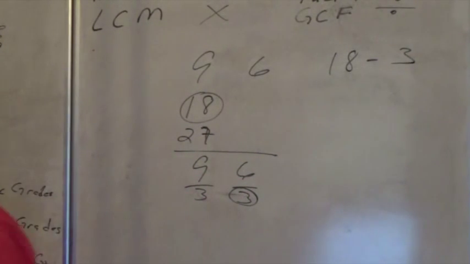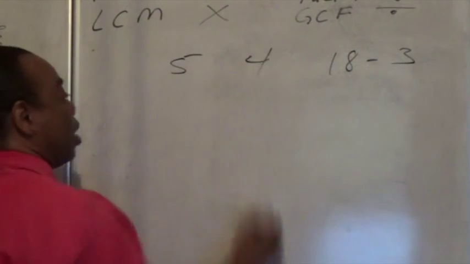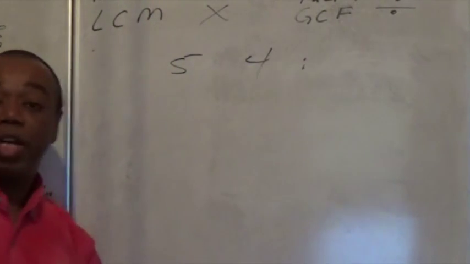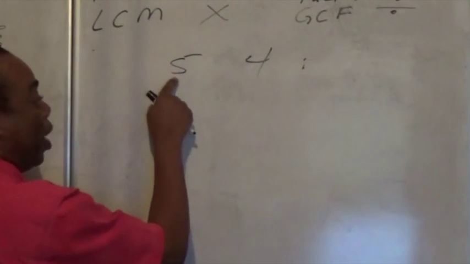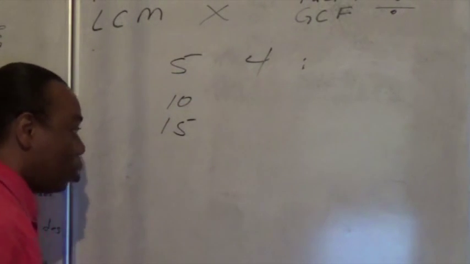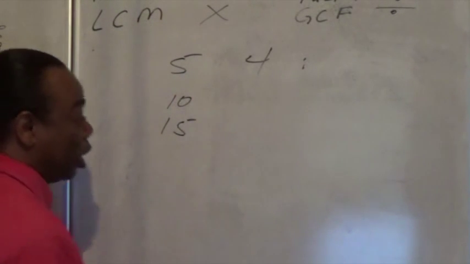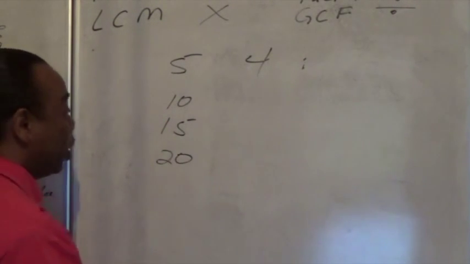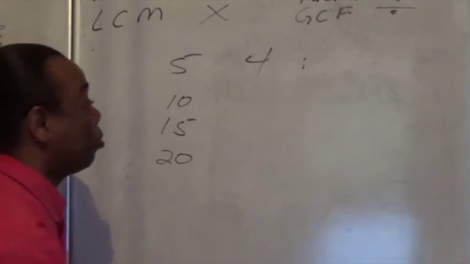Alright, next, 5 and 4. Again, we'll look for the LCM. I'll start with the multiplication table of 5, the bigger number. So 5, 10, 15. I'll see if 4 can go into any of these. Nope, it can't. So I'll keep going up. 5, 10, 15, let's try 20. And 4 goes into 20. So 20 will be the LCM.